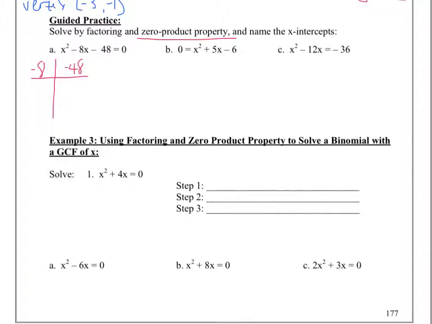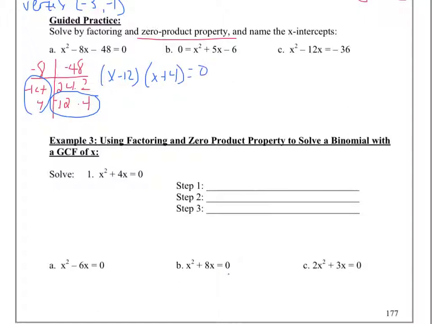So I can start listing them. 24 times 2. That's not going to help me get to 8. What about 12 times 4? Now one of them has to be negative because the product is negative. So if I do negative 12 plus 4, that will give me negative 8. So the two numbers I'm going to use here are negative 12 and 4. I'm going to write it as x minus 12, because it's negative, and x plus 4, and these are both going to be equal to 0.